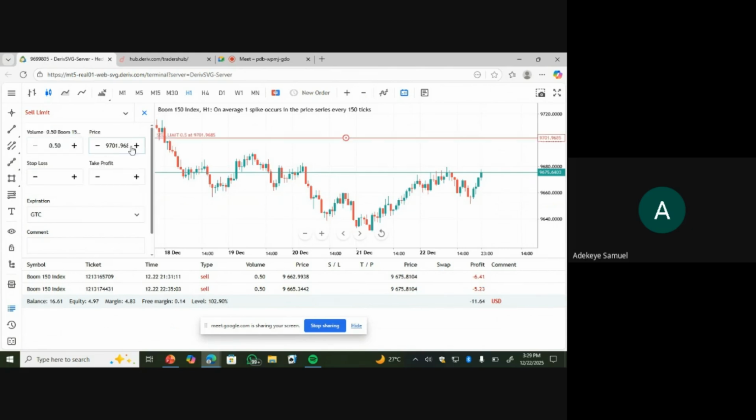Okay, let's say you want to sell at sell limit. Can you see it here? You set it above the current price. That means once this particular trade gets to this level here, it will automatically trigger and start selling for you.